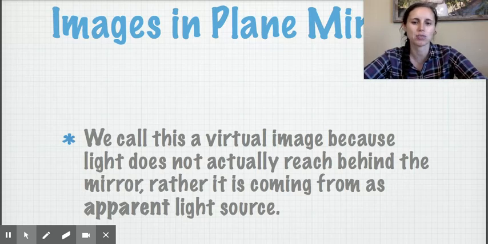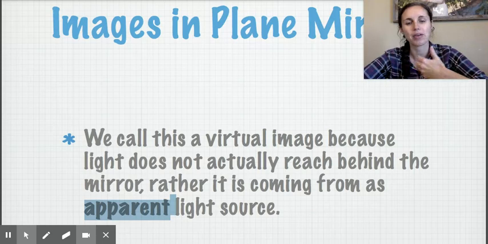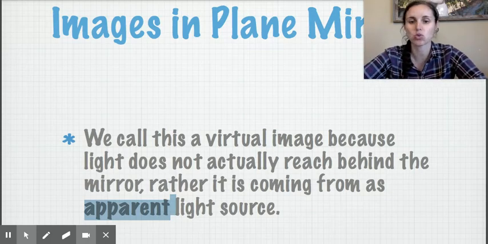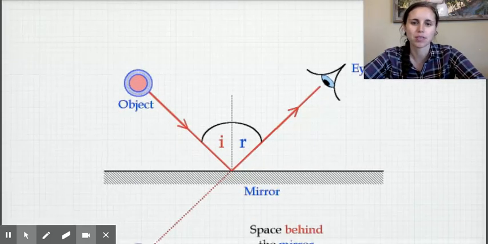It can't pass through. This means that the light is coming from what we call an apparent light source. So the light that's causing the image is coming from an apparent light source. It's almost like tricking your brain. Your brain thinks the light is coming from that source, but it's actually not.